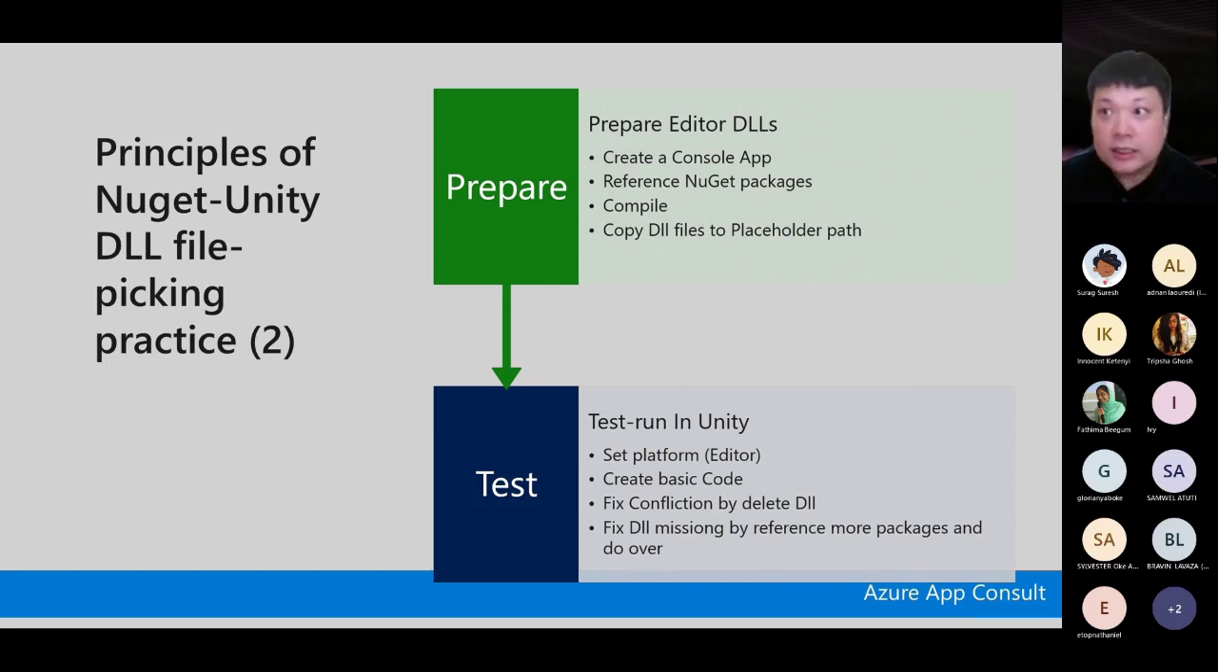So how to test it? Set the platform of the DLL to editor and create some basic code actually calling the DLL's interfaces and try to enter play mode. If there is a conflict, we should delete the new DLLs we put there. If there is a DLL missing, we should copy it from the .NET references or maybe another NuGet package's references, make sure all the interfaces are available. And all those new DLLs should be set to the editor platform.